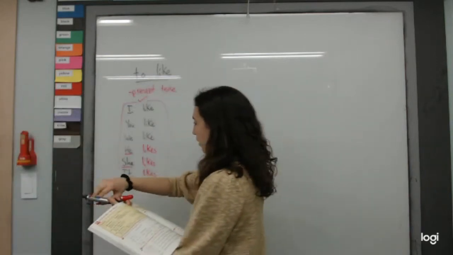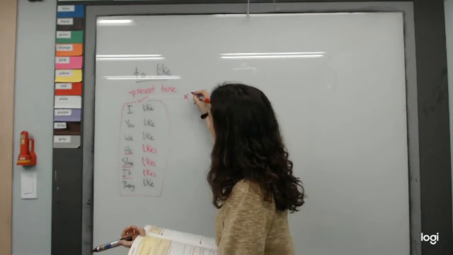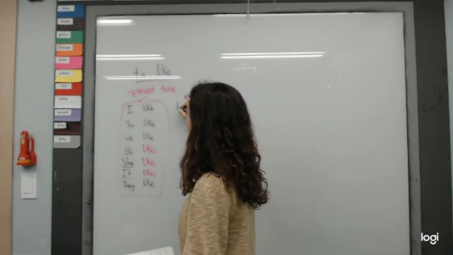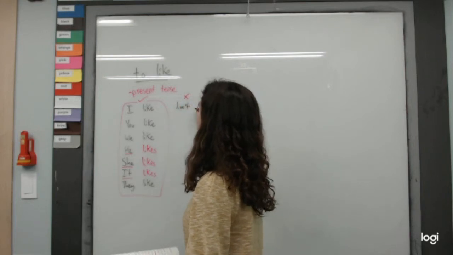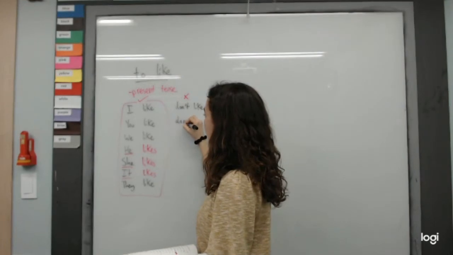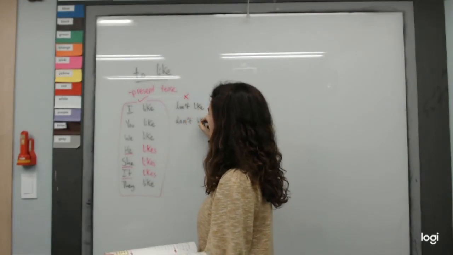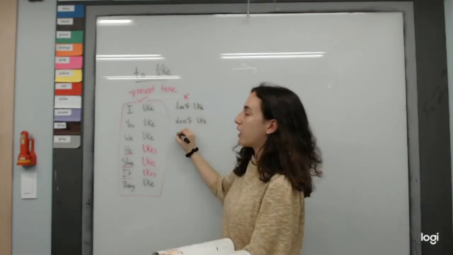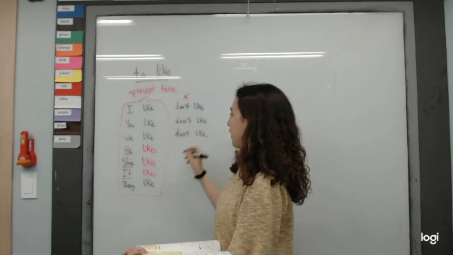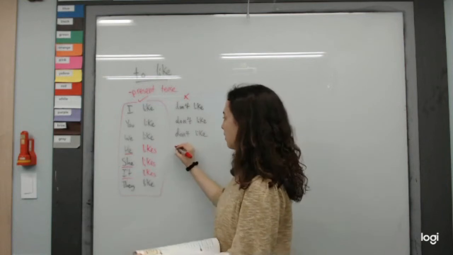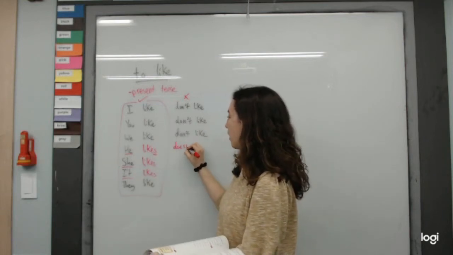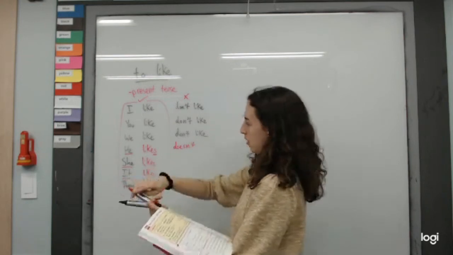If something is not true, I do not think it is good, I think it is bad. I say, I don't like. You don't think it is good. You say, you don't like. We don't think it is good. We don't like. And then he doesn't think it is good. Again, with he, we have S. So he doesn't like.